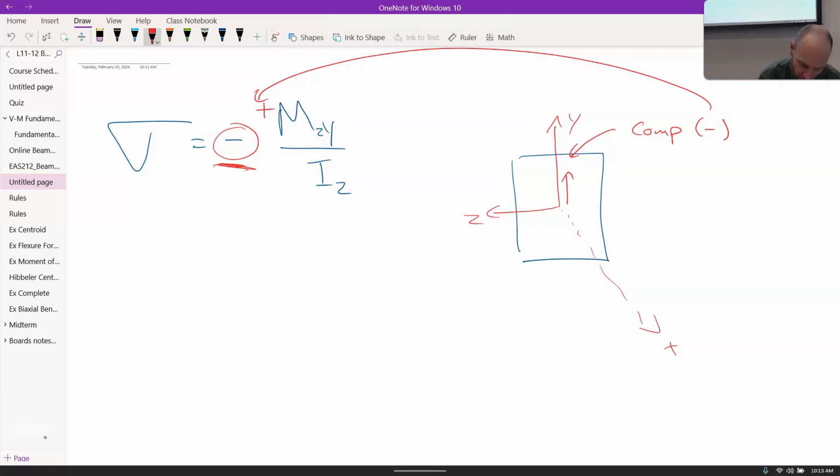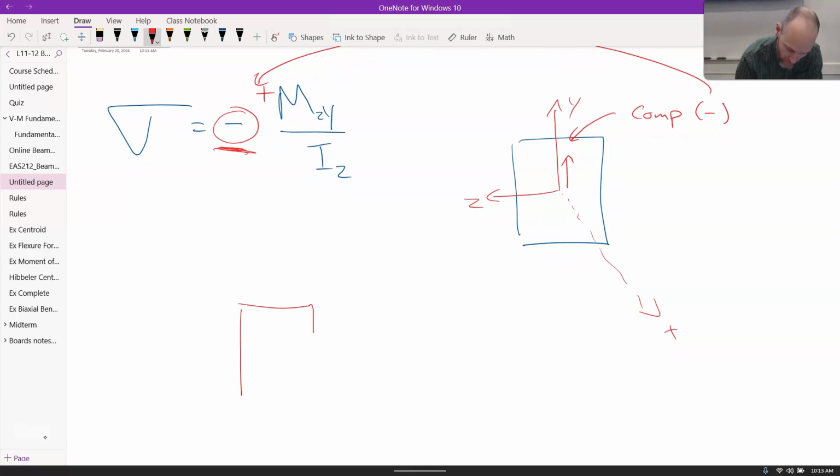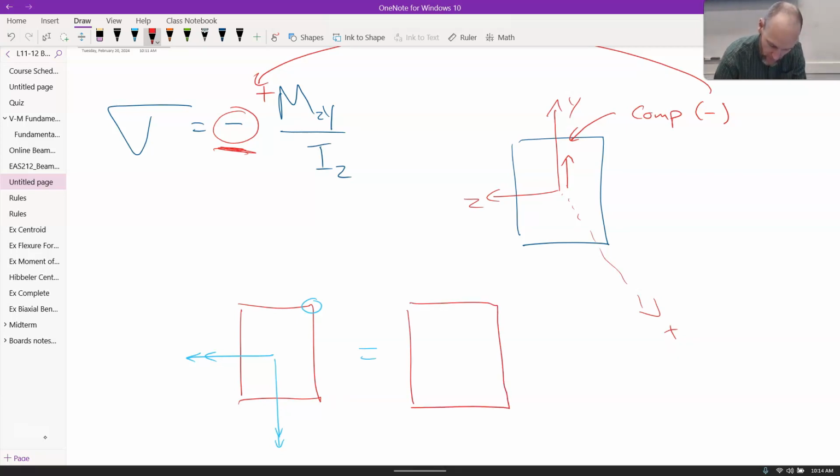And so I say, okay, I've got some generic cross-section, and I like to break my moments down into their Cartesian directions. So I say, okay, let's say I've got a moment in this direction and a moment in this direction, and then I want to check what the stress is right there. Well, I just break that into the two components. Let me look at the first moment.